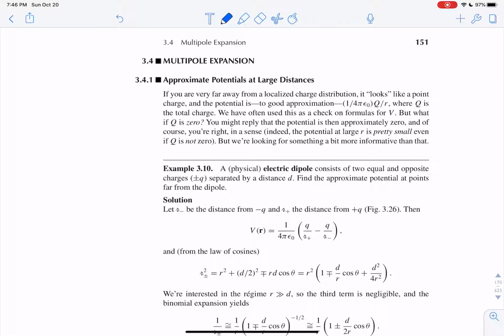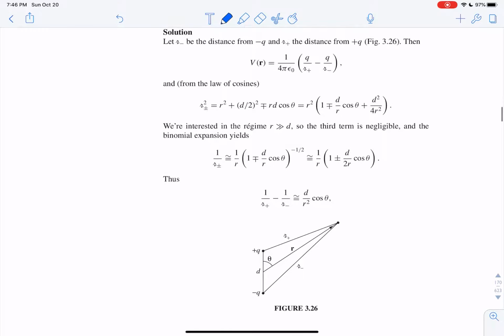Okay, so the multipole expansion is a way to approximate potentials at large distances. So we can think about if we have no charge, then we have no potential. What if we have plus q and minus q? So that technically in this area we have zero net charge. What does the potential look like? It's really interesting because we can calculate what that is, and that's called a dipole.